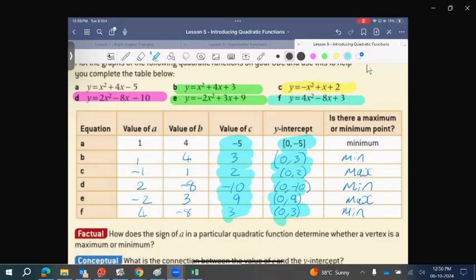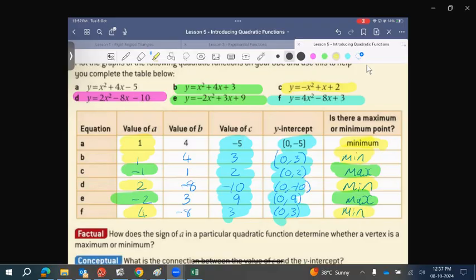How do we tell whether it has a minimum or a maximum? So these ones have minimums. These ones have maximums. How can we tell? Look here. The two maximums have a negative value for A, and the minimums have a positive value for A.